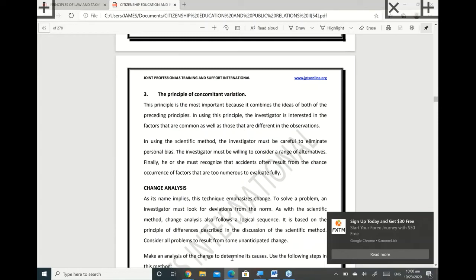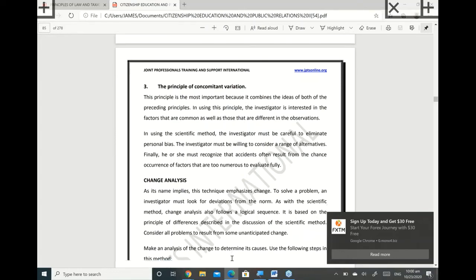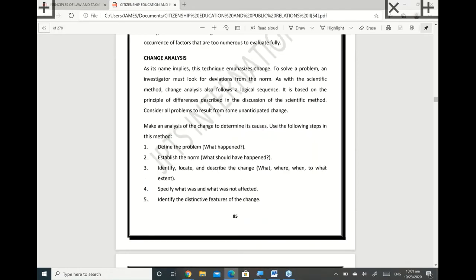In using the scientific method, the investigation must, as change analysis emphasizes, focus on change from the norm. Second, define and establish the norm, what should have happened. Then three, identify the change: to what extent has the accident gone? Has it consumed every house? Has it burnt down the street? All this will be considered. Four, specify what was and what was not affected.